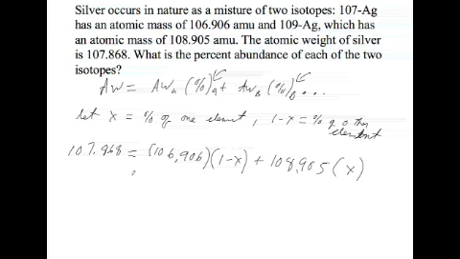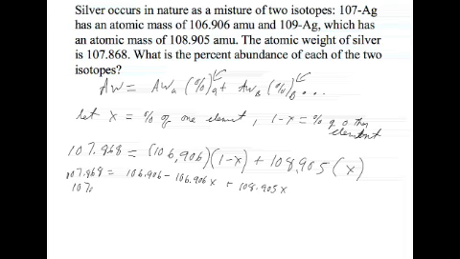So once we do that, we'll do our math. We'll have 107.868 is equal to 106.906 minus 106.906 times x plus 108.905 times x. We subtract and we add our like terms together.